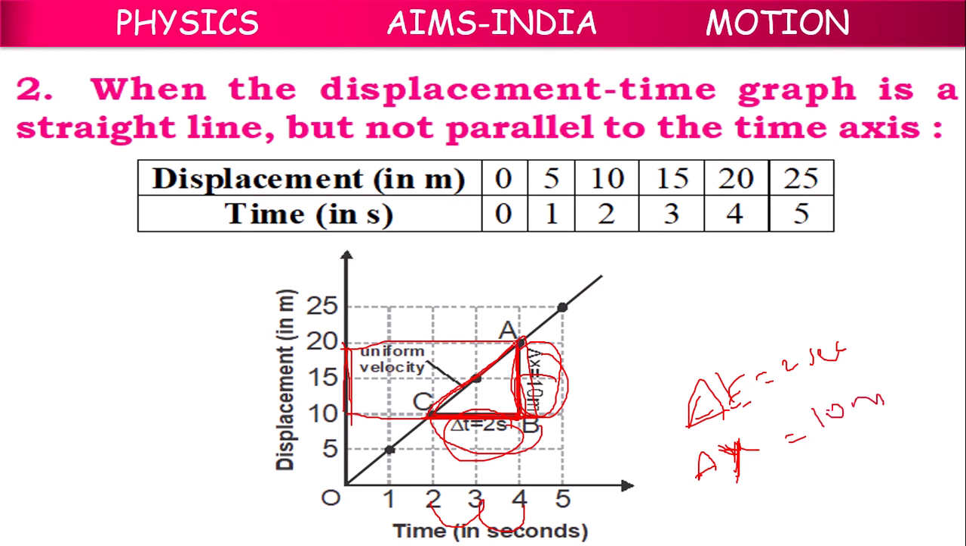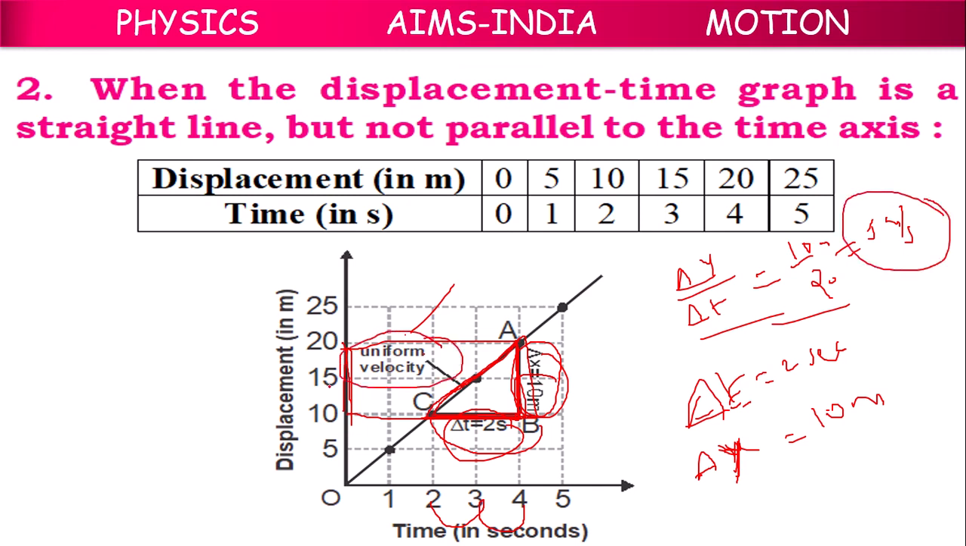So if we take the ratio delta y by delta t, meaning measurement of displacement by measurement of time, it will give the value of 10 by 2, which is equal to 5. With units, 5 meters per second, which is the velocity of the body. But the velocity is uniform, so this can be considered as the uniform velocity of the body. This ratio is nothing but the slope of the graph. So in this case, the slope of the graph gives the uniform velocity of the body.